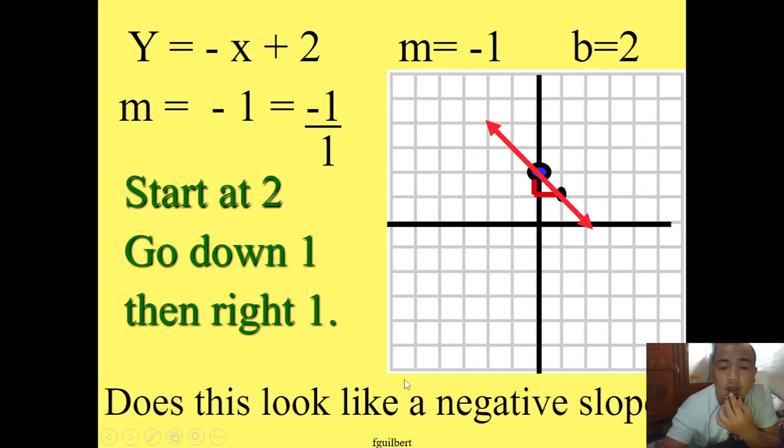So does this look like a negative slope? Yes, indeed, it is a negative slope because it's going to the left direction.